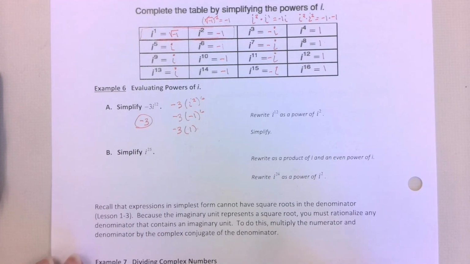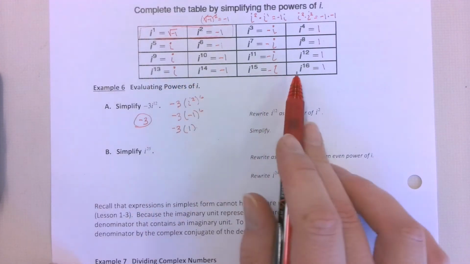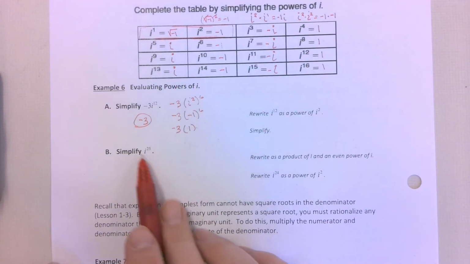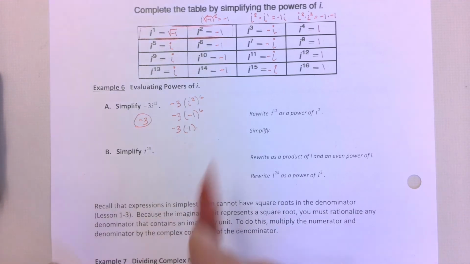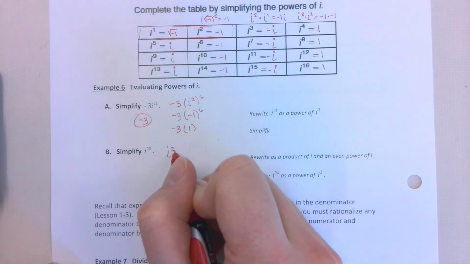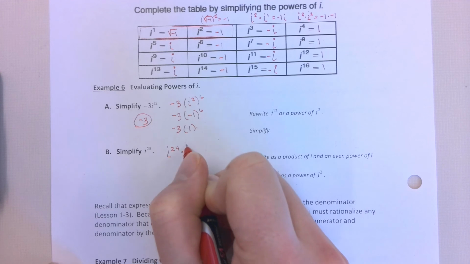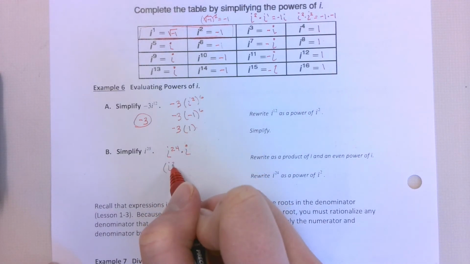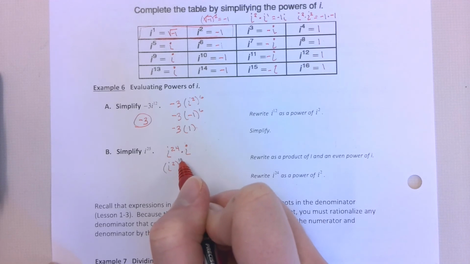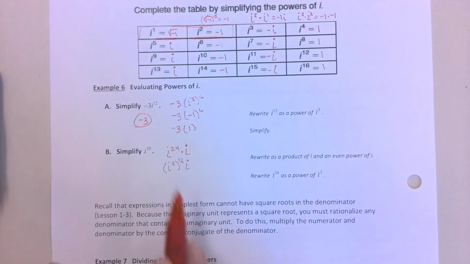Okay, now we have i to the 25th, so it's not on our chart, but we're going to go ahead and work with it. I know, and here's the directions over here, I know that I want to break off the odd i, so I have an even power of 24. I don't get rid of it, it stays there. I'm going to break this 24 down to an i squared to the power of 12 times i. i squared to the 12th becomes my i to the 24th.